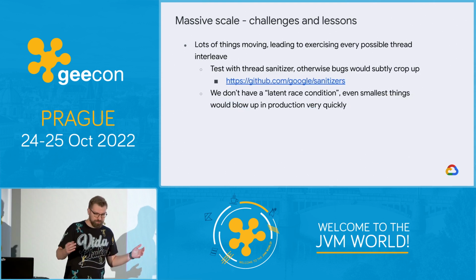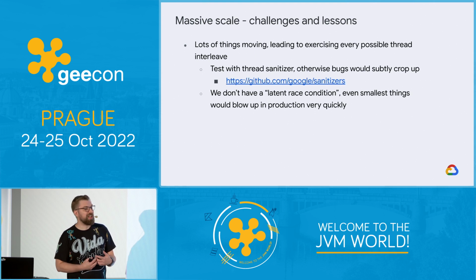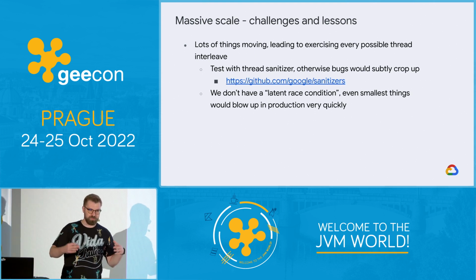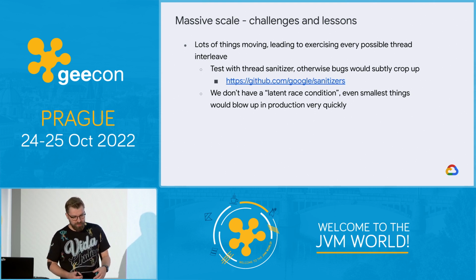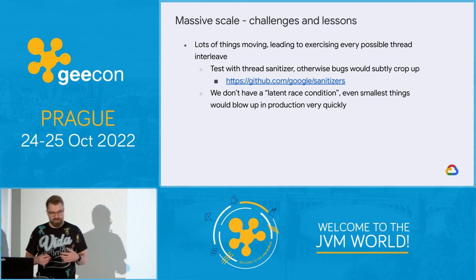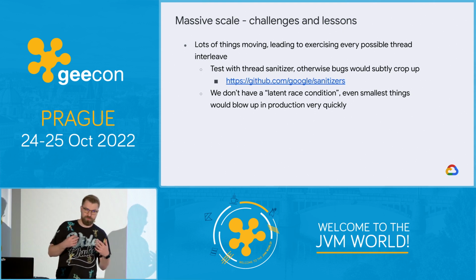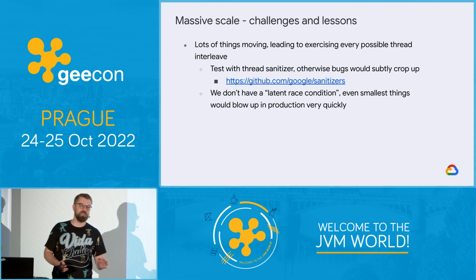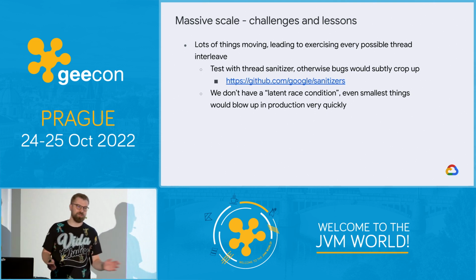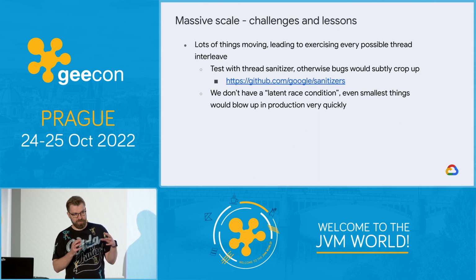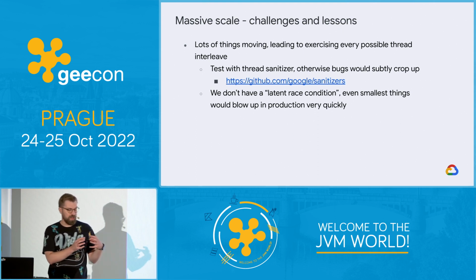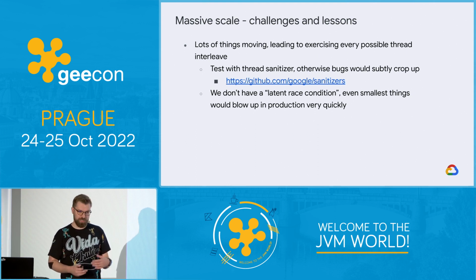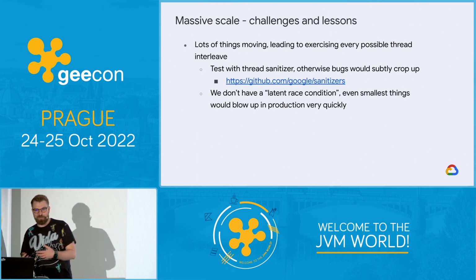Yeah, so what are our learnings from working with such a system which has this high parallelism and large number of servers? So one thing is that with millions of servers, you will get every possible thread interleave that you can figure out. Everything will happen, both on the single server level and on interacting between multiple servers. So if you have a race condition, it will blow up.